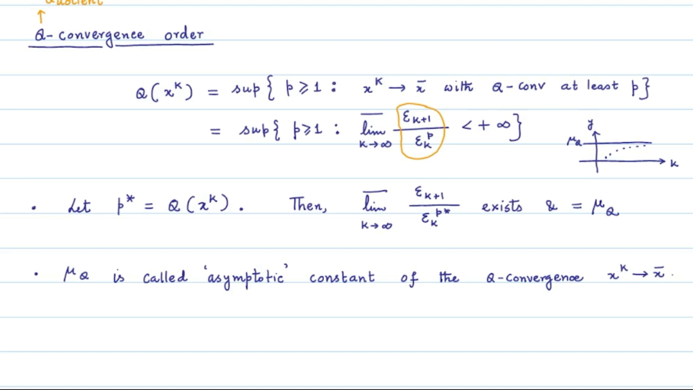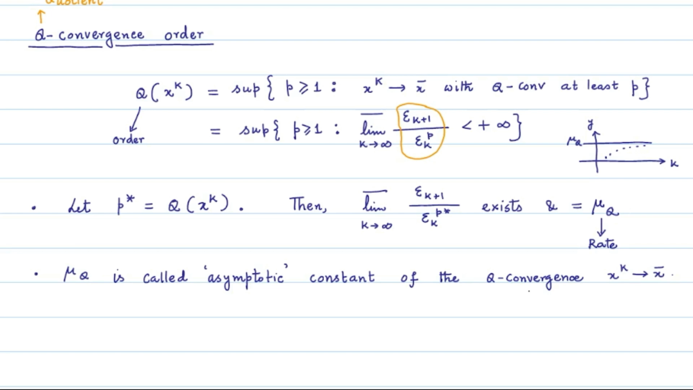In fact, in the literature of iterative sequences or iterative processes, these two terminologies, order and rate, are used interchangeably. However, in our course, let us fix our attention with mu_q to be called the rate of convergence, and Q(x_k) to be referred to as the order of convergence. However, as and when required, we may also refer to this mu_q as the asymptotic constant of the Q convergence.